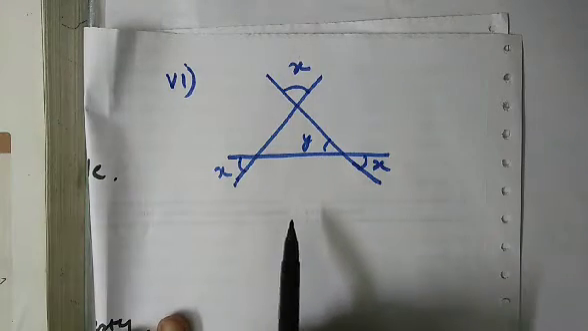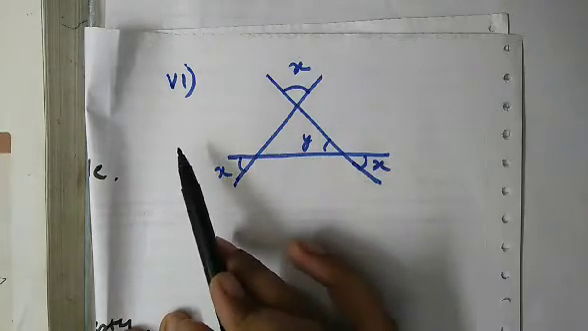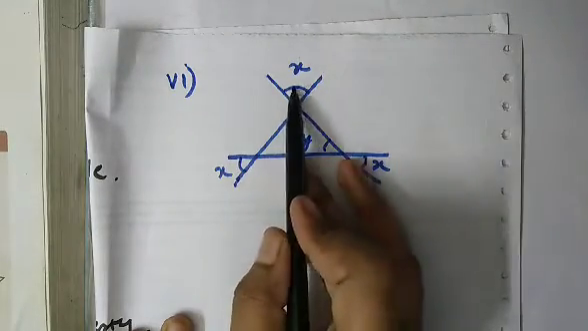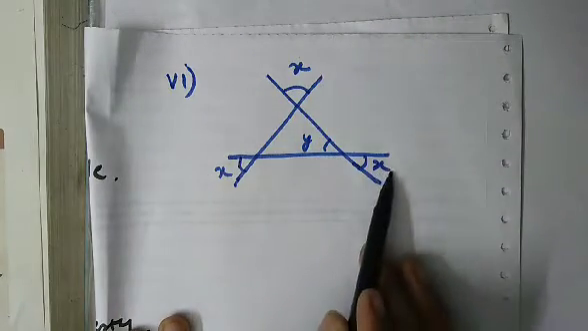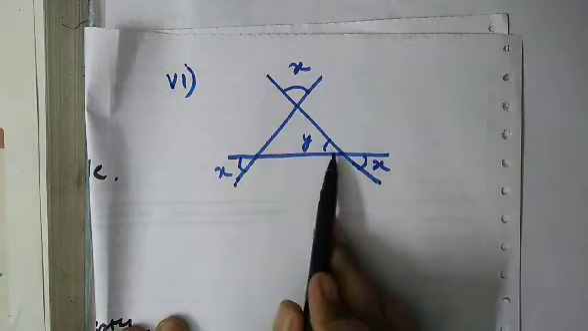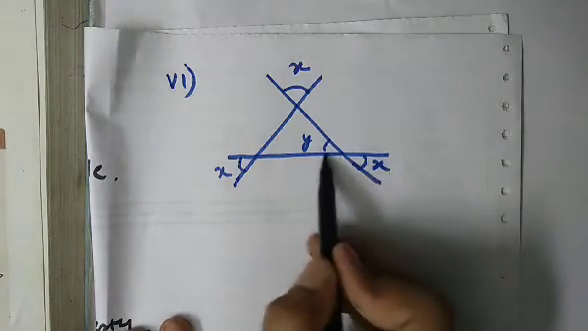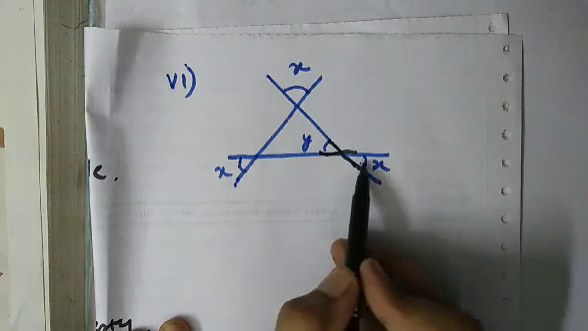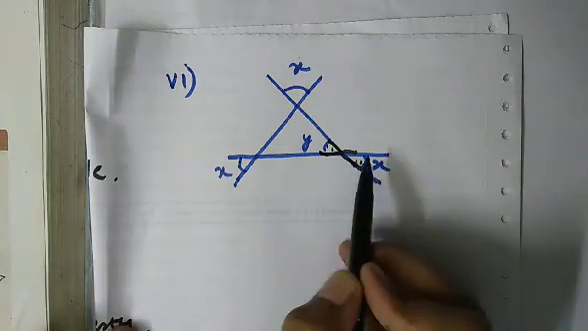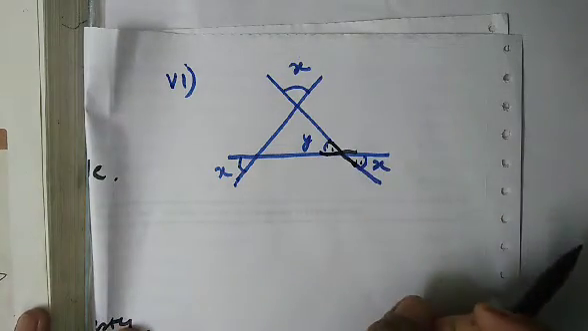Now the last part I am explaining. We have given the diagram, that is part 6. We have given this as x, this as x, this as x and this is y. Now these two lines are intersecting, so this x and y are equal. Why are they equal? Because of vertically opposite angles.